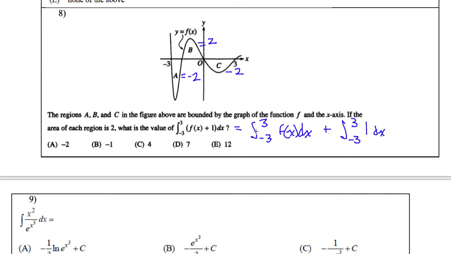When I do that, this thing is pretty easy to find. I just have to add up all the area. This is just talking about the area diagram. So I'm saying -2 plus 2 minus 2, that evaluates to just -2.